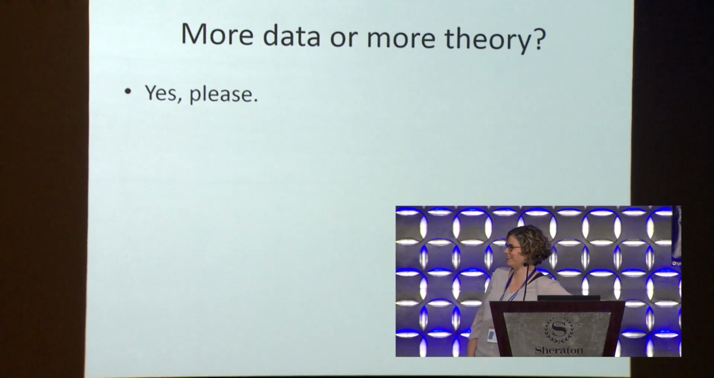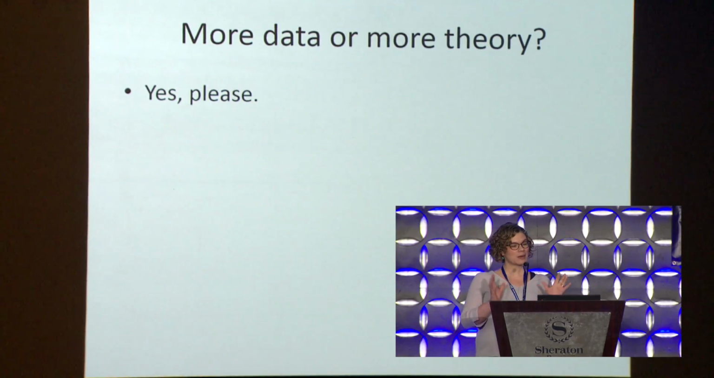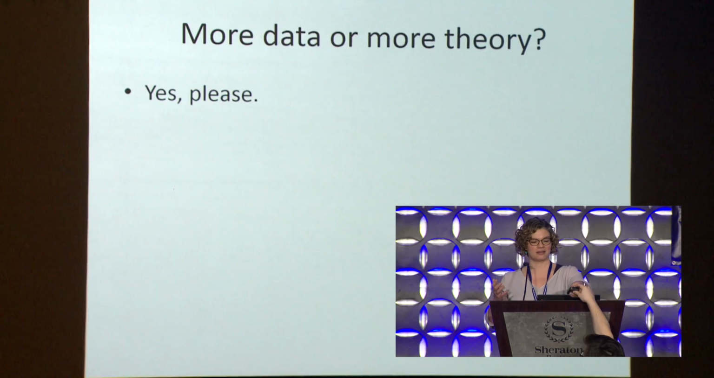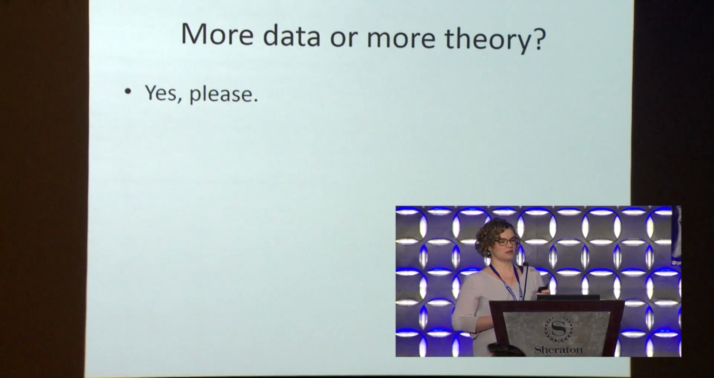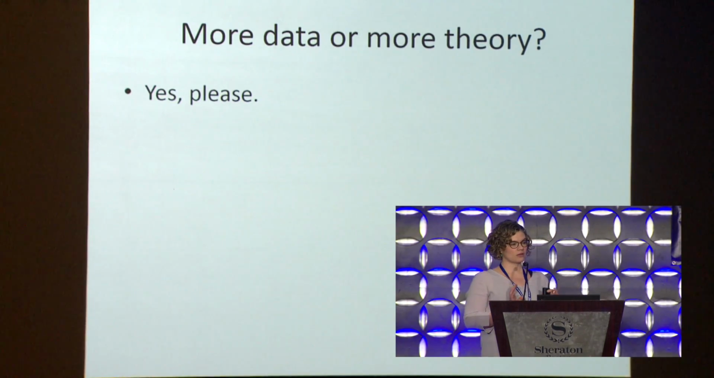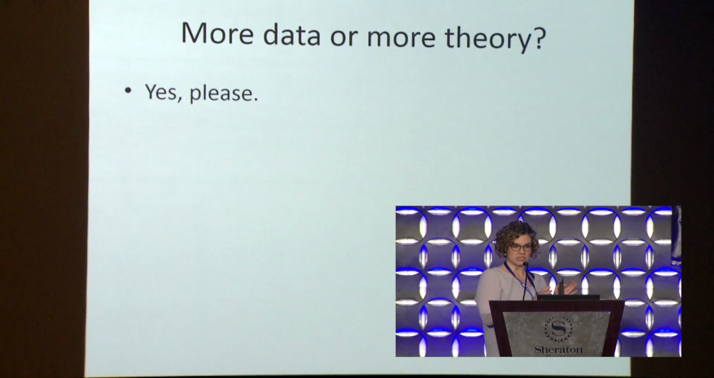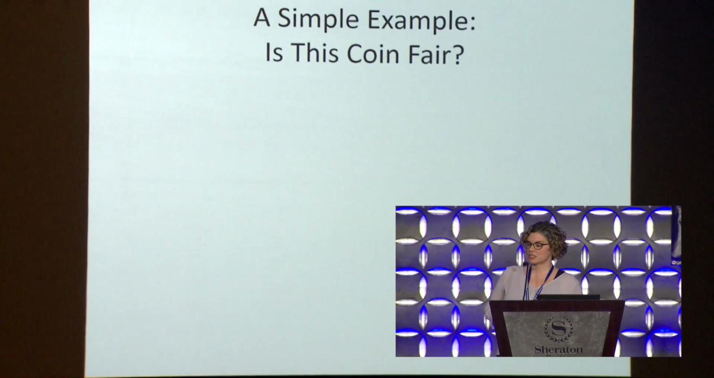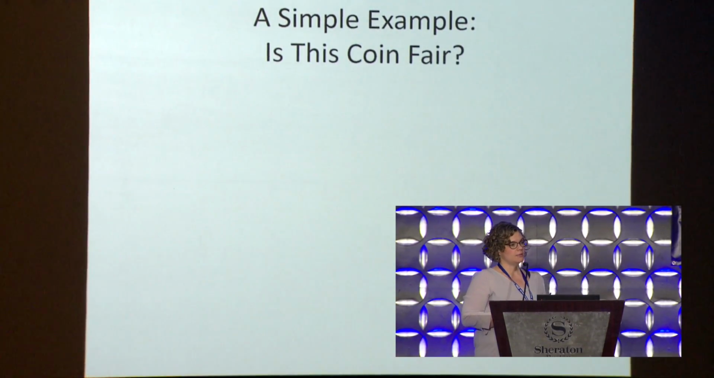Okay, so what I'm going to talk about today is actually a way that we can marry data and theory in one model that allows us to fuse it together, so that we don't have to choose. We can allow our model to choose data when there's enough data to make the choice reasonable. So I'll start with a really simple example.